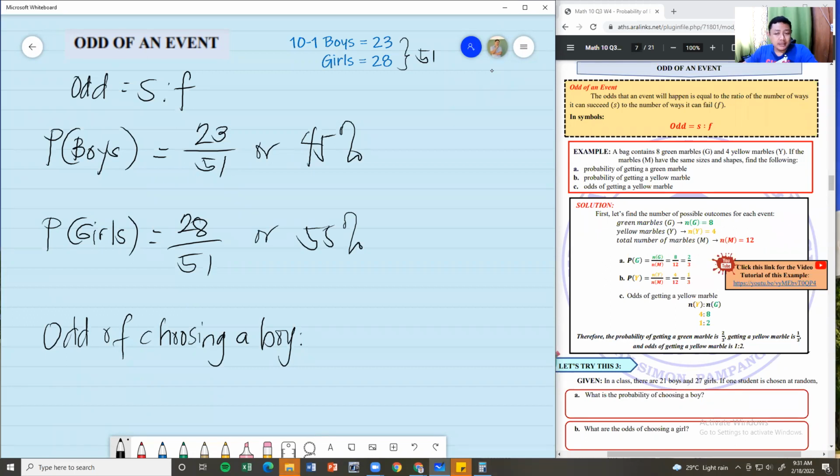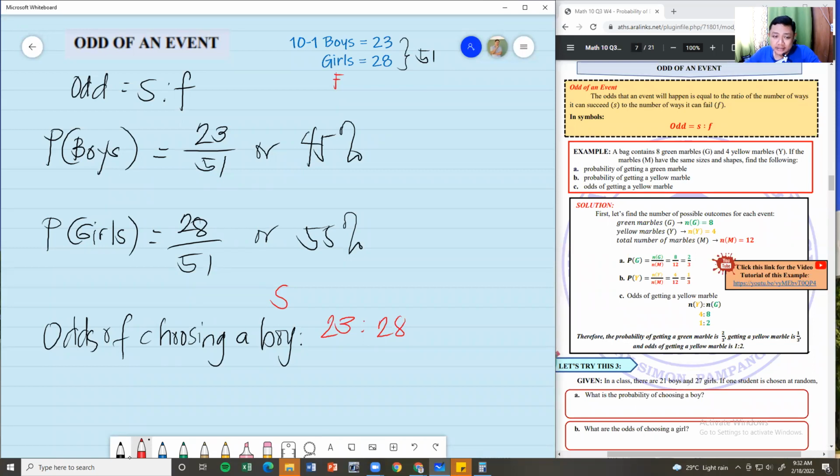Now, what about with the odds? What's the odds of getting or choosing a boy? This is just simple. Since the success is in terms of boys, girls then will be the failure. Kasi if you are choosing a boy and you got a girl, so therefore yung fail, yan yung nakuha mo. Now, for us to express the odds, all we have to do is to make a ratio of the success versus the failure. So therefore, the odds of choosing a boy here is 23 is to 28.